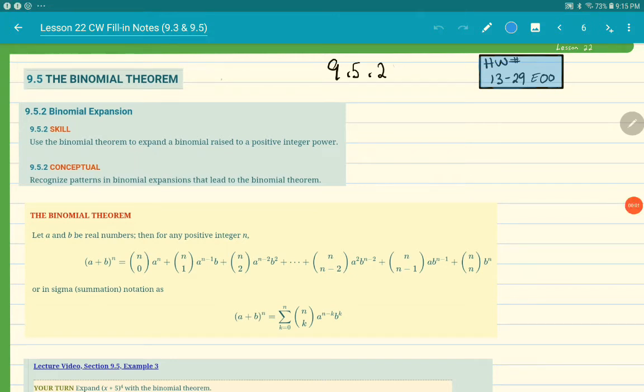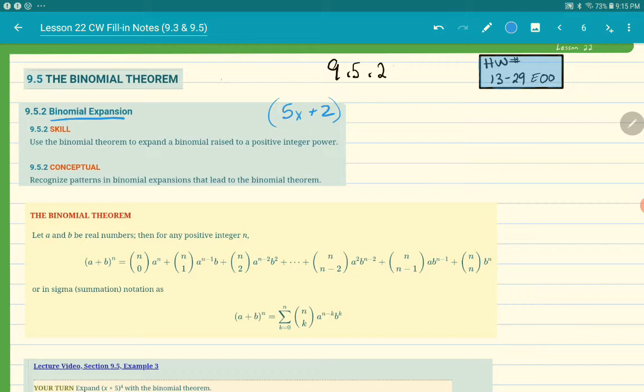All right, 9.5.2, we're doing binomial expansion. So a binomial is a two-term polynomial. So for example, 5x plus 2. And when we expand it, it means that this binomial is being multiplied by itself some multiple number of times, maybe an exponent of 5, and how that expands.